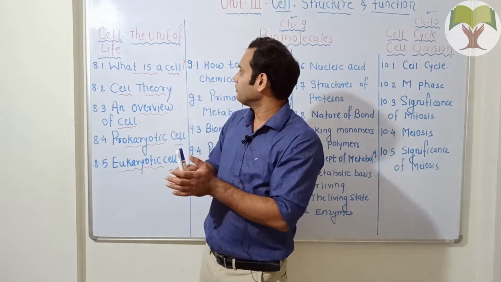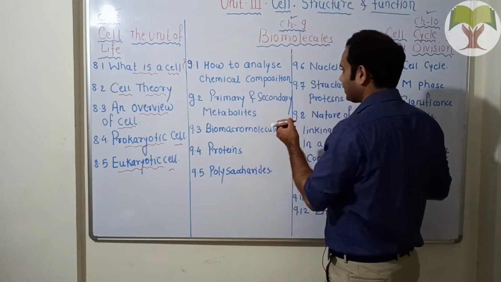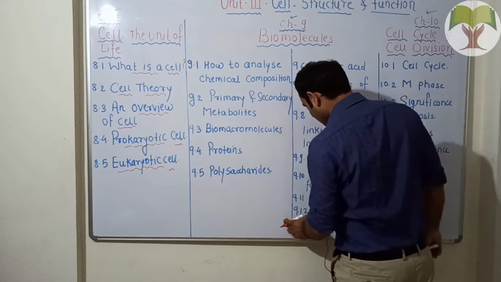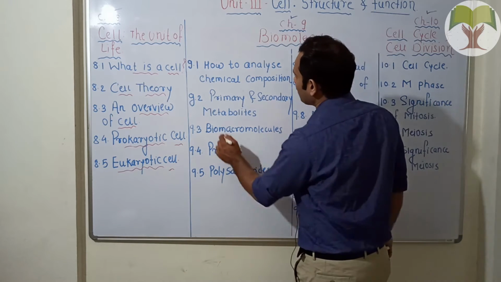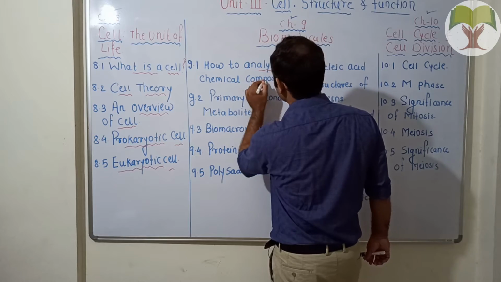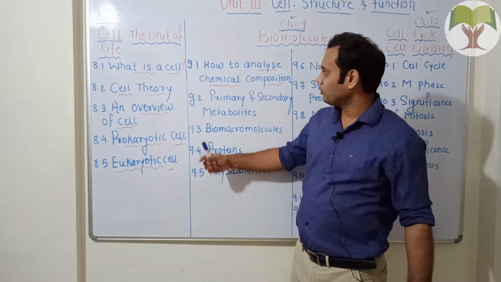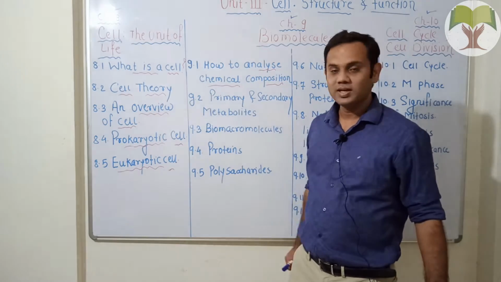All these biomolecules will be studied in this chapter number 9. It is somewhat a long chapter. It is having 12 points. The first point is how to analyze the chemical composition. What are the different ways to analyze the chemical composition, that will be studied in this point.